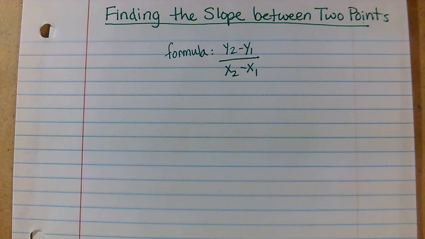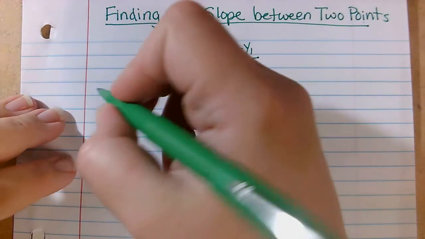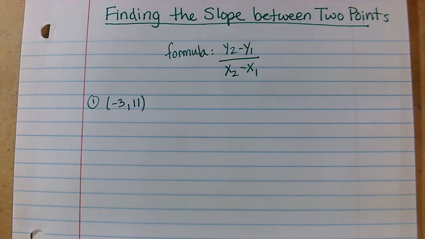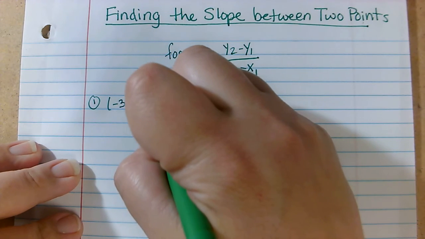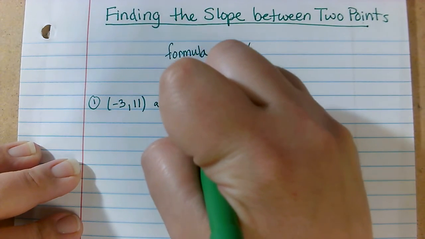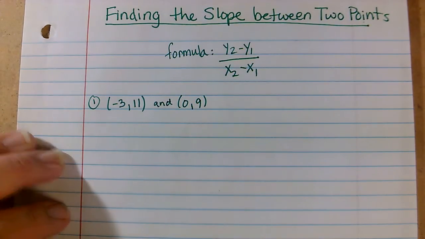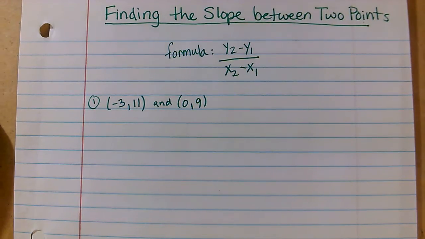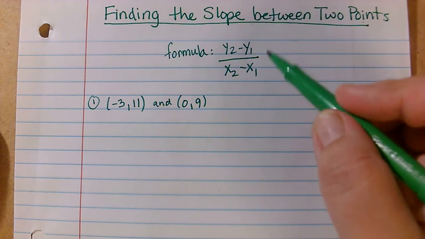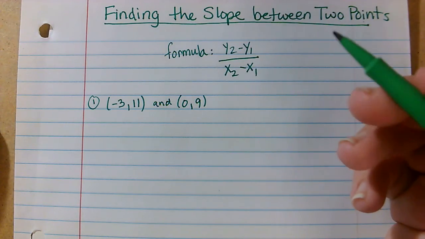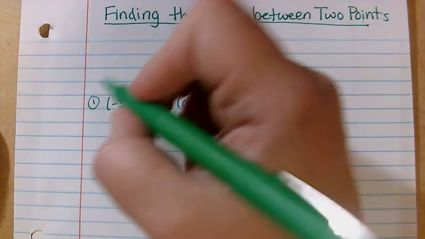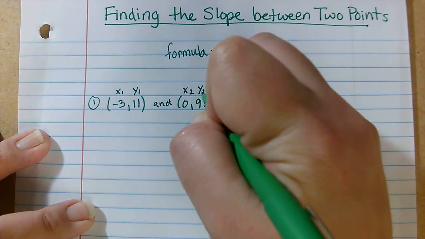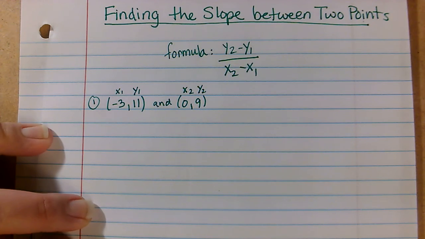The first example is (-3, 11) and (0, 9). We want to find the slope between these 2 points. I don't have a graph, so I'm going to have to use the formula. In order to do that, I need to think about labeling these as x1, y1 and x2, y2, so that I can put them in my formula.